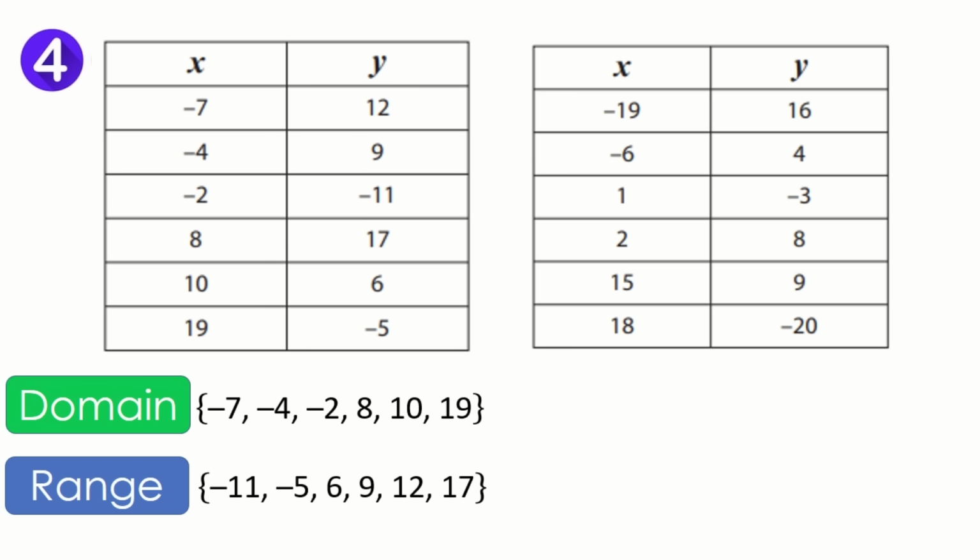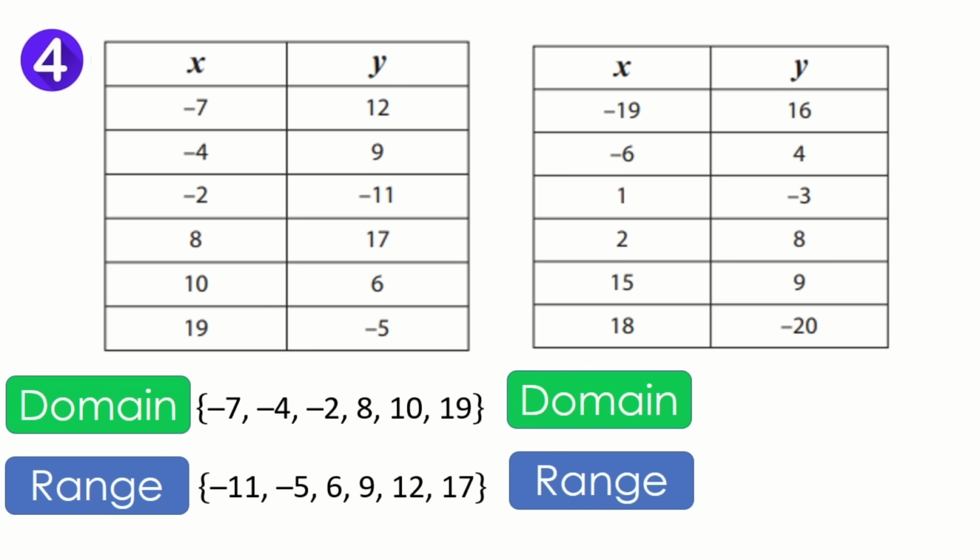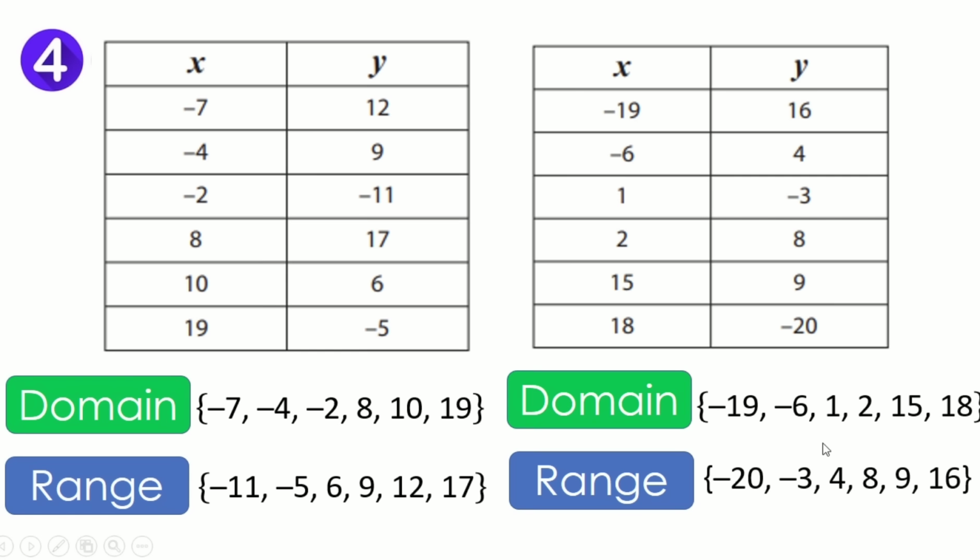So, sa pangalawang table of values, the domain is -19, -6, 2, 1, 2, 15, and 18. So again, dito nyo lang din titingnan. Yung range naman, dito naman titingnan. So, ano dapat ang mauna dyan? Of course, -20, -3, 4, 8, 9, and 16.